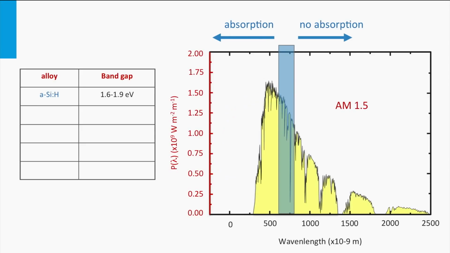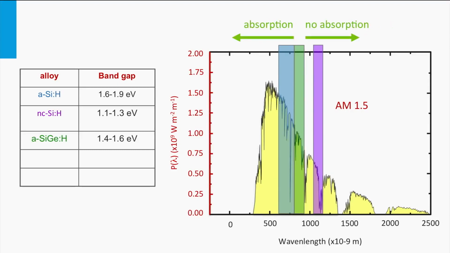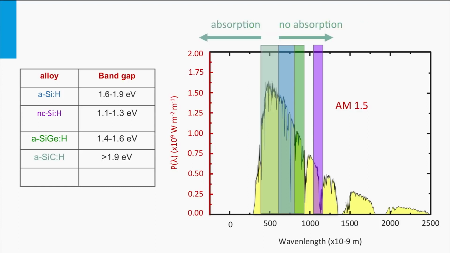Hydrogenated amorphous silicon has a band gap in the order of 1.6 up to 1.9 electron volts, which can be tuned by the amount of hydrogen incorporated into the silicon network. Nanocrystalline silicon has a band gap in the range of 1.1 up to 1.3 electron volts. The band gap of the silicon alloy can be tuned by inclusion of other elements as well. The hydrogenated amorphous silicon germanium alloys can have band gaps in the range of 1.4 up to 1.6 electron volts. Silicon mixed with carbon, the so-called amorphous silicon carbide, can have band gaps of 1.9 electron volts and larger. Nanocrystalline silicon oxides have band gaps larger than 2 electron volts.